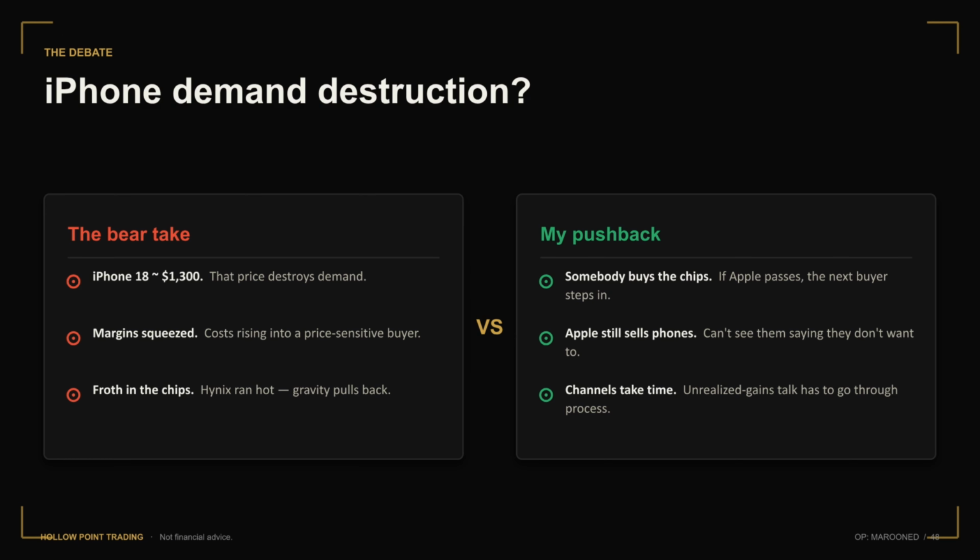There is a debate over iPhone demand. Bears argue high prices and rising costs will squeeze margins and cool demand. My pushback is that market demand for chips remains robust, and iPhone sales are likely to continue regardless of pricing, while the current policy noise needs time to process.